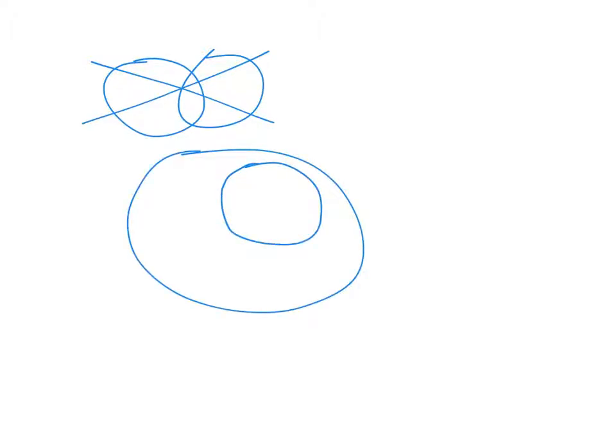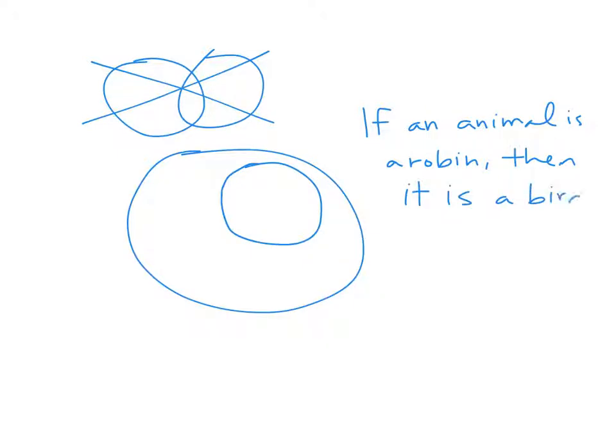Okay. So one will be totally enclosed in the other. Kind of looks like an egg with an egg yolk a little bit, maybe. I'm going to give you a statement and see if you could set this up as a Venn diagram. So if I said, if an animal is a robin, then it is a bird.